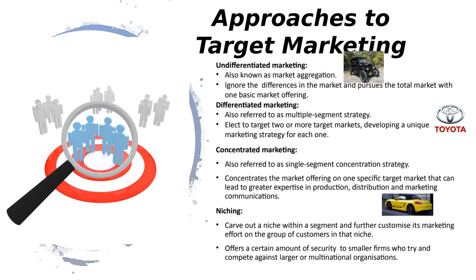What are the marketing approaches available, and there again, I'm using the cars. What are the marketing approaches available to marketers? So let's have a look. The first type of target marketing strategy is what's called an undifferentiated marketing strategy, also known as market aggregation.